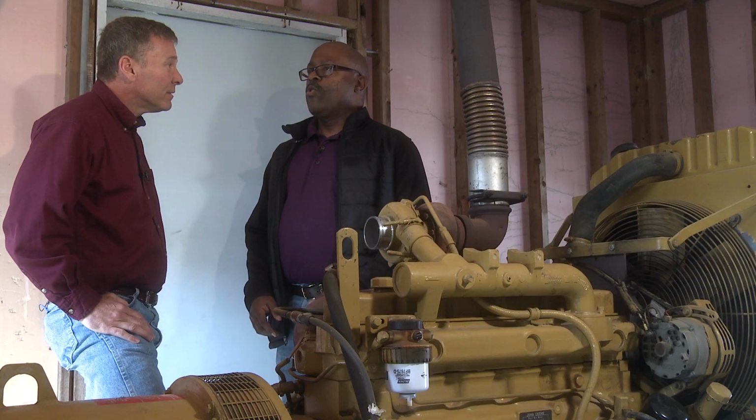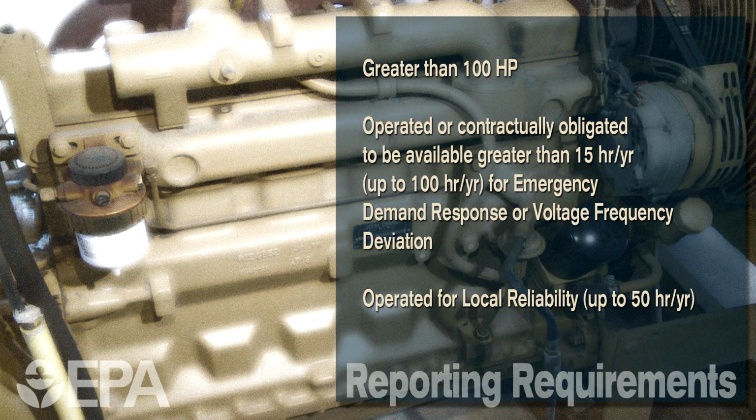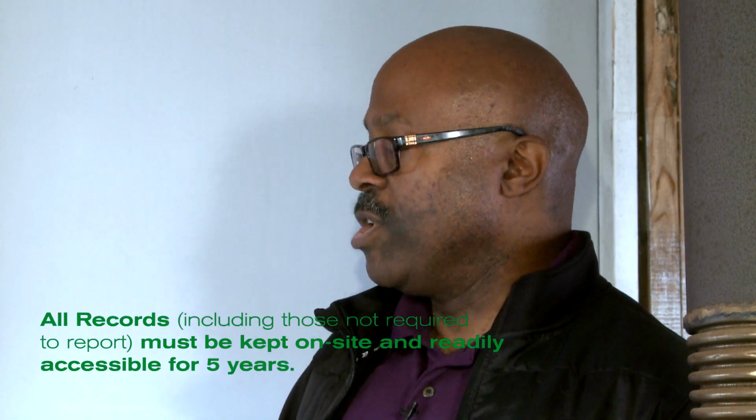So if operators choose to use this analysis, then they must keep records of it, correct? Correct. And what do people need to do with the records they're required to keep? Well, they're required to submit a report to EPA if the engine is 100 horsepower or greater. Plus, if the engine is operated or contractually obligated to be available greater than 15 hours per year, up to 100 hours, for emergency demand response or voltage frequency deviation, or operated for local reliability, up to 50 hours per year. If their engine doesn't fall into that category, they're not required to submit a report to EPA.